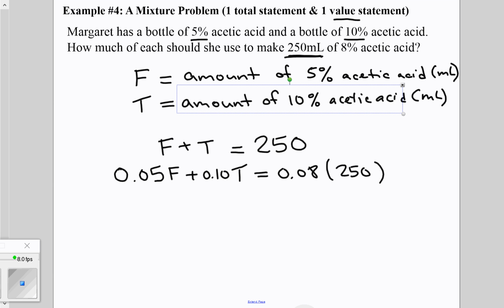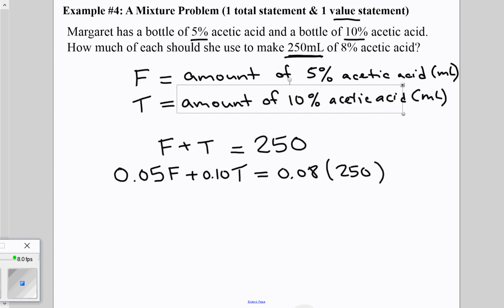So you can't just write a percent, you have to say the percent of something. So a percent of the 5% acid plus a percent related to the 10% acid, so the strength of each, equals 8% of our total.